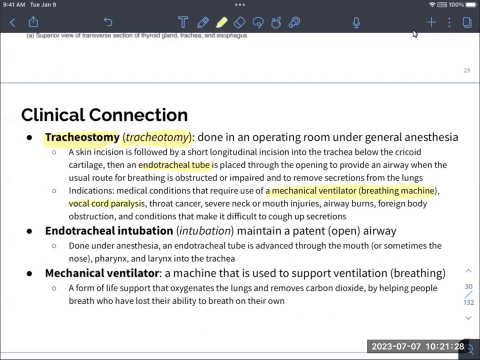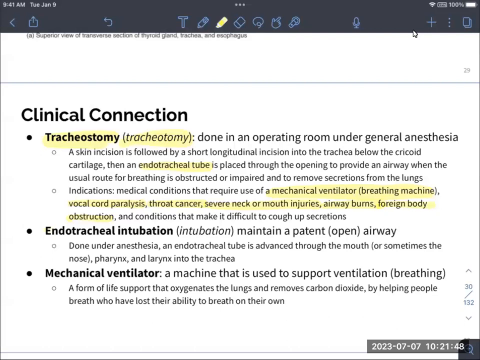If they have vocal cord paralysis, throat cancer, neck or mouth injuries, burns in your airway, something obstructing that airway, or a foreign body obstruction, that would cause this tracheostomy or tracheotomy to be done.